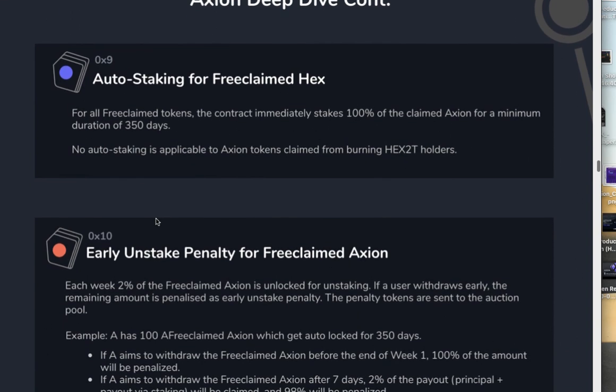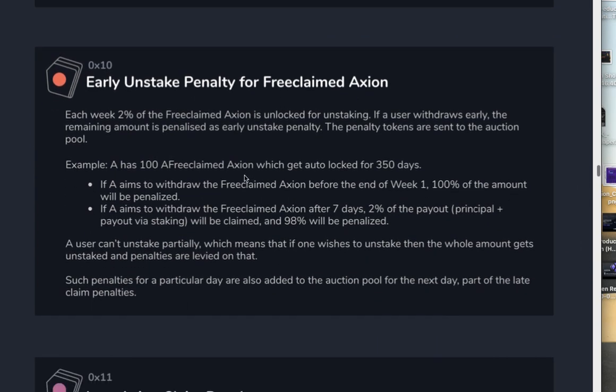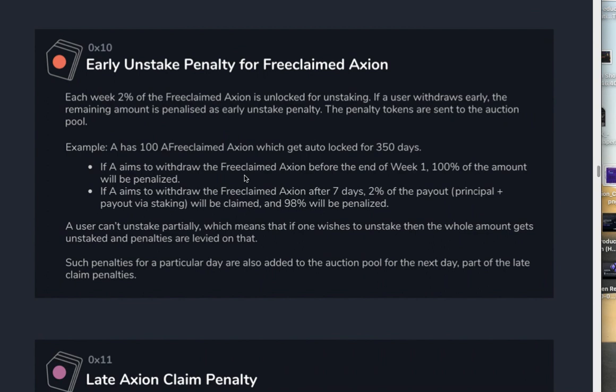Auto-staking for free claimed Hex. For all free claimed tokens, the contract immediately stakes 100% of the claimed Axion for a minimum duration of 350 days. If you're free claiming, no auto-staking is applicable to Axion tokens claimed from burning Hex 2T. So imagine there are two inputs, there's Hex 2T and there's Hex. That's the way it is, and the output is Axion tokens, which will be used for staking on the platform.